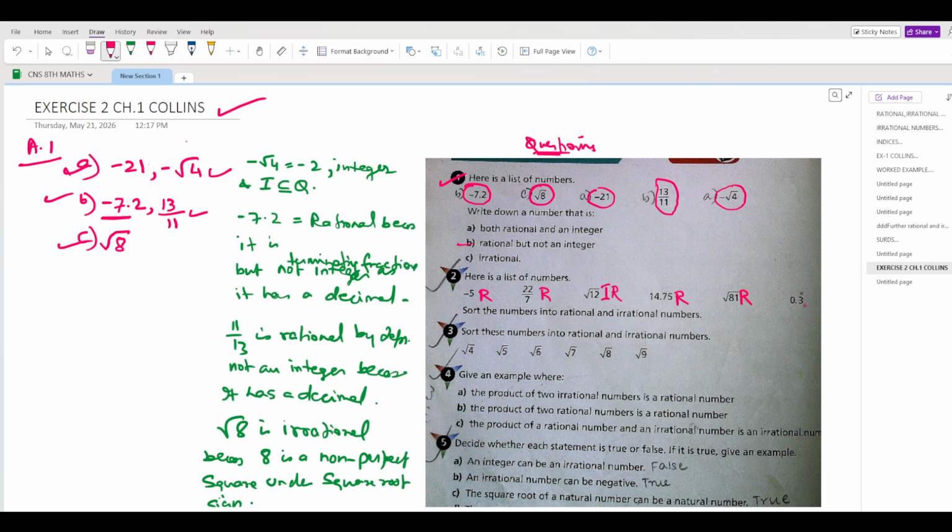And 0.3 with a dot on that 3 is telling you that 0.3 is a recurring decimal, and recurring decimals are always rational. So this is also rational, isn't it? So the numbers are classified. Only one is irrational, all others are rational numbers. Okay, so that is the answer to question number 2.